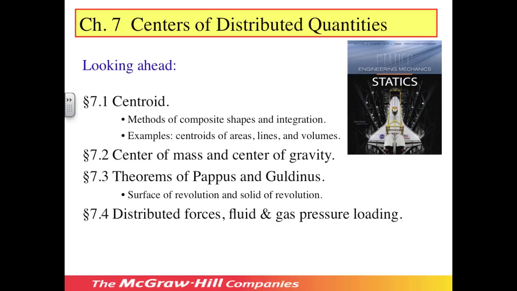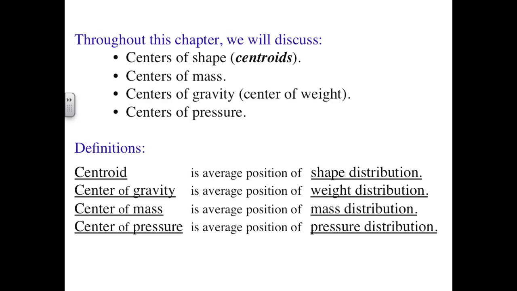In Chapter 7, we will examine centers of distributed quantities. Initially, in Section 7.1, we will consider centers of shape, also called centroids, and then in Section 7.2 consider centers of mass and gravity. In Section 7.3, we briefly take a look at a method useful for objects of revolution. Finally, in Section 7.4, we discuss distributed forces. One important application of such distributed forces involves hydrostatic loads. Throughout this chapter, we will discuss these various centers. We use these different terms to talk about centers of different kinds of distributions.